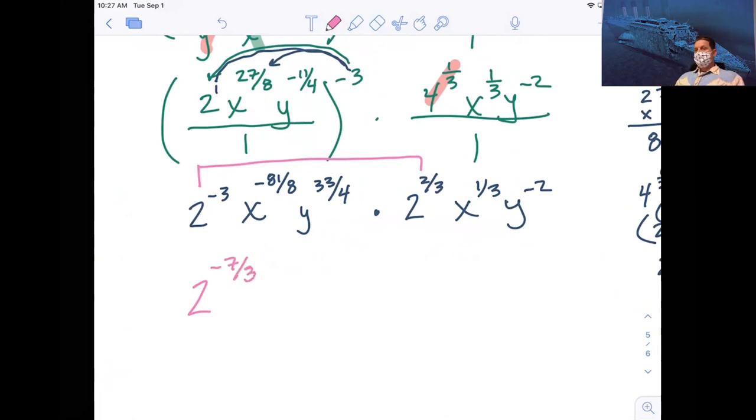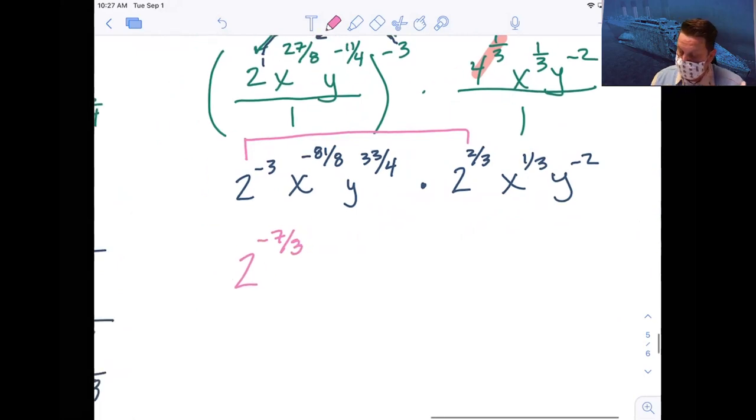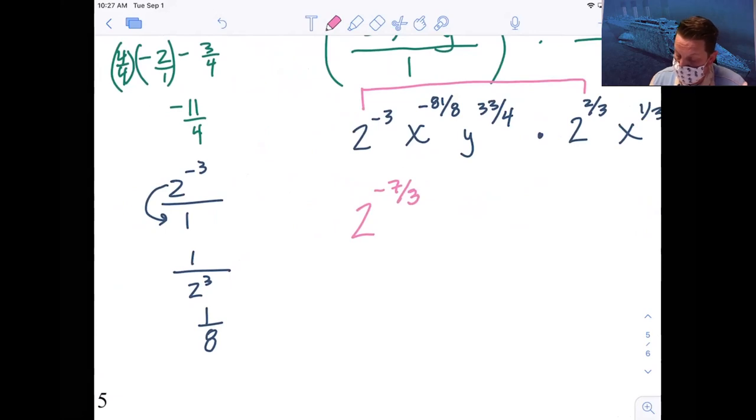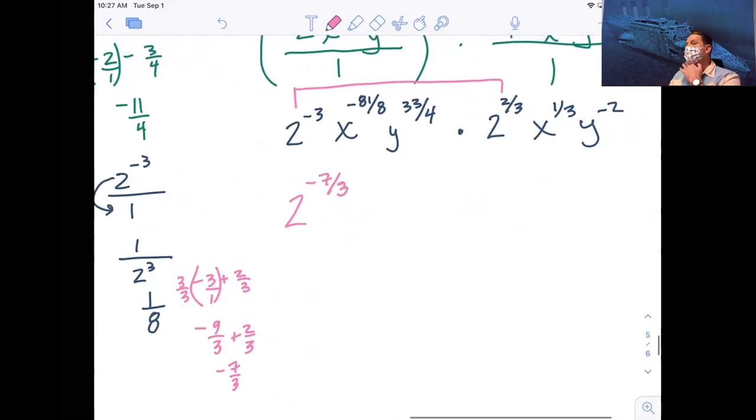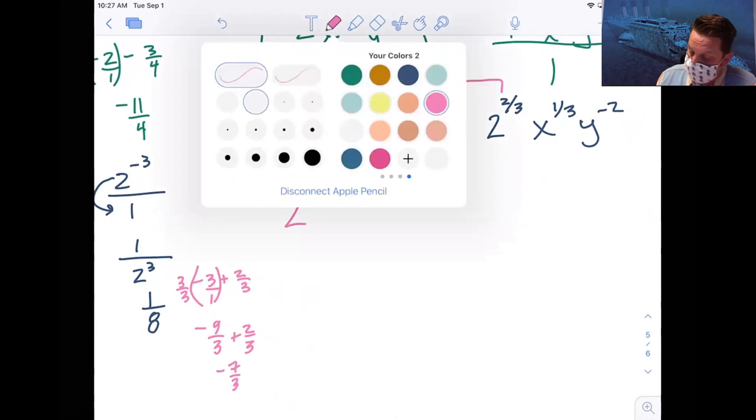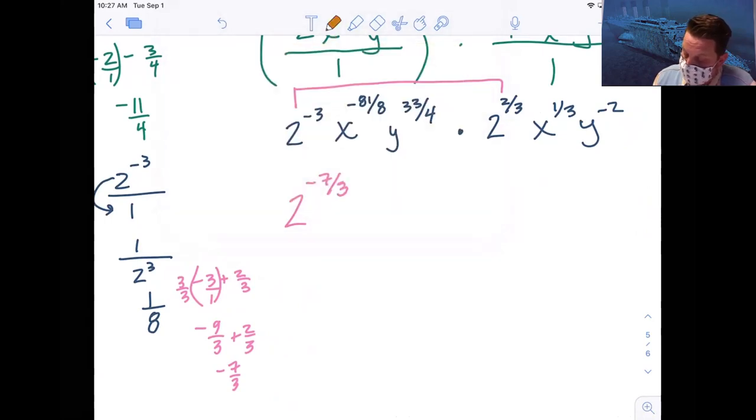Okay. Does anyone need to see that off to the side? Okay, you don't have to admit it. I'll do it in slow motion. Here we go. Negative 3 plus 2/3. That's negative 3 over 1. So I need a common denominator. So I multiply by 3 over 3, which is 1. Then I get negative 9/3 plus 2/3, which is negative 7/3. And then I bring it back into the problem. But again, force yourself to try to do it in your head without a calculator. You are the calculator.